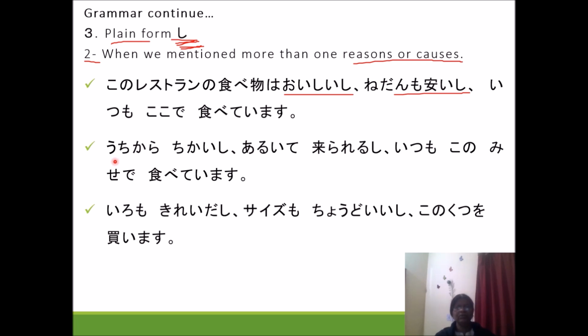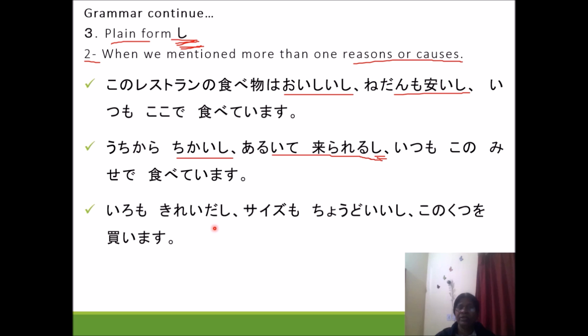The second sentence is uchi kara chikai shi, aruite korareru shi, itsumo kono mise de tabete imasu. So first reason is uchi kara chikai shi. Chikai, it is i adjective, so chikai shi. Aruite korareru shi, you know, kimasu is come. Its ability form or kanokei form is koraremasu. Koraru is plain form. So korareru shi. We learn this in lesson 27, previous lesson. Itsumo kono mise de tabete imasu. This shop is nearer to my house and I can come here by walk. So I always eat in this shop.